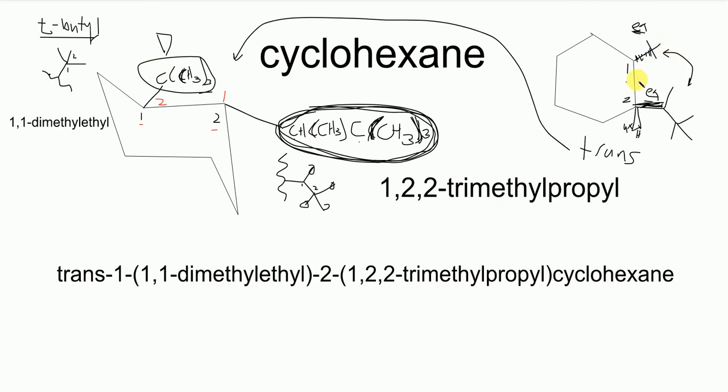It'll be helpful if you draw what it looks like as a regular chair, as a regular cyclohexane. But if they're right next to each other and they're both equatorial, then that means they're trans. Or if they're both axial, that means they're trans. If one is axial and one is equatorial, then it's cis. Okay? So not too bad.